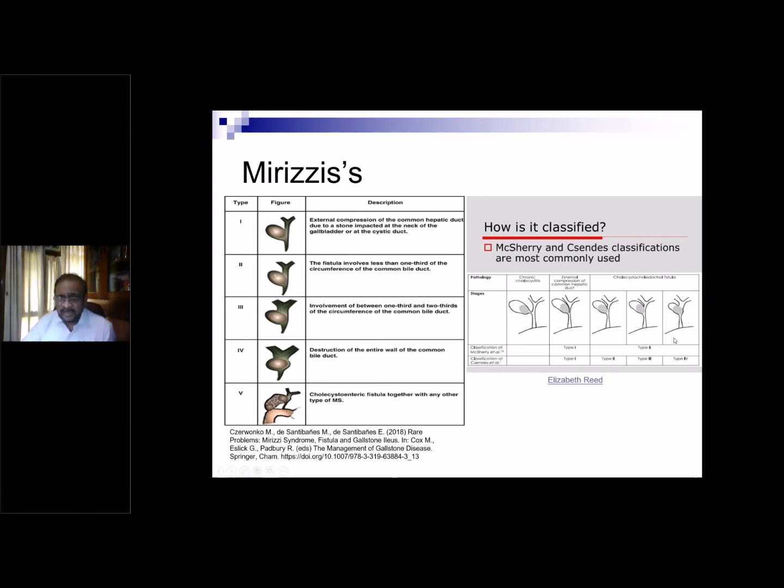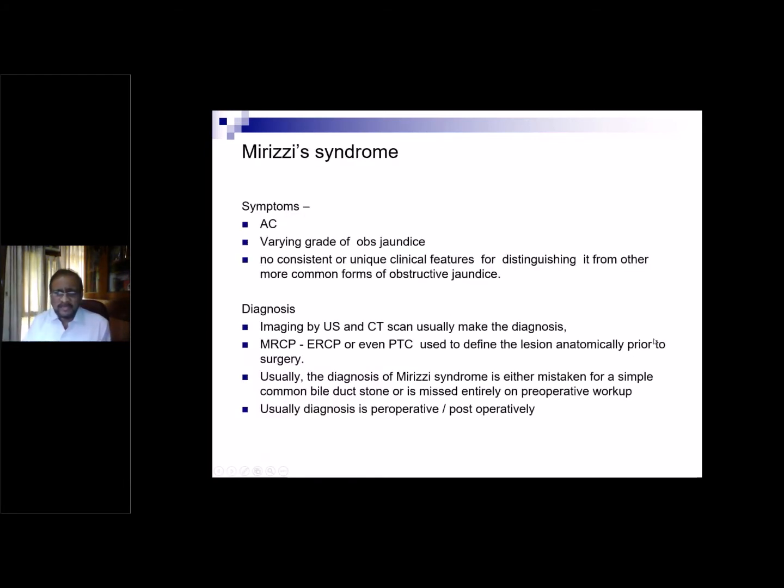If you look at the Mirizzi syndrome, there is a comparison with the Csendes or the McSherry classification, but just remember these classifications. And what do you find? You find a chronic cholecystitis, you find a compression. See this compression? Here compression, and then it is burrowing into the CHD. Burrows into the CHD, right? So that is a cholecystoenteric fistula together with any other type of Mirizzi syndrome. See, the stone has gone in. Type 2, all fistulas, right? So just remember, this is basically how it is classified. If you remember the stages, you'll remember the classification.